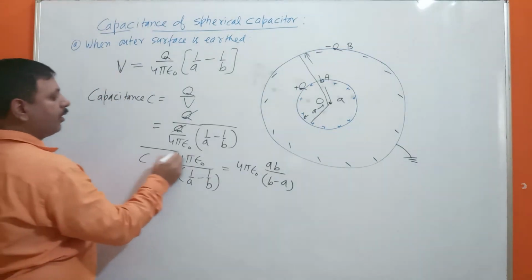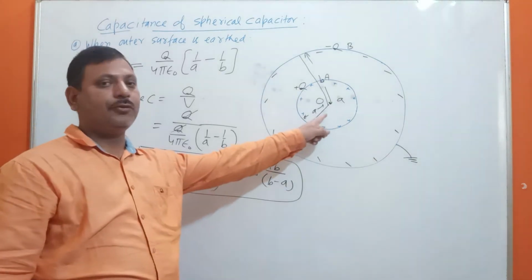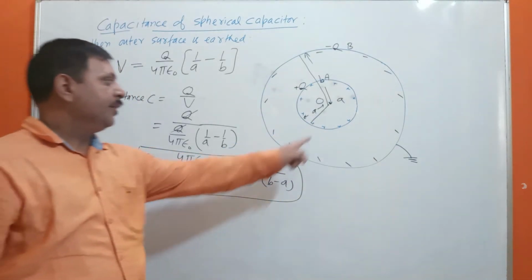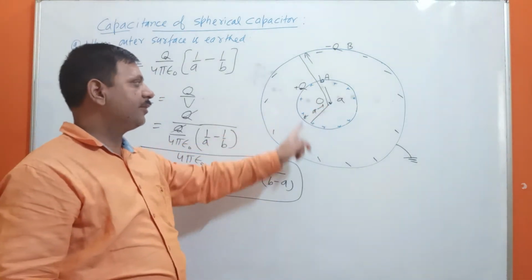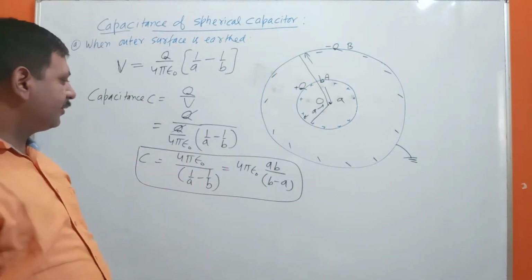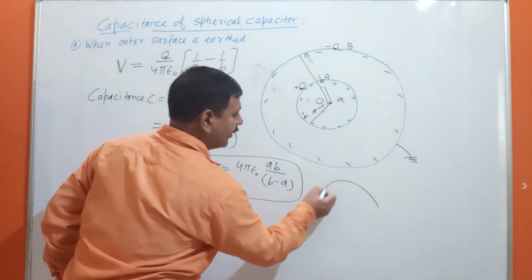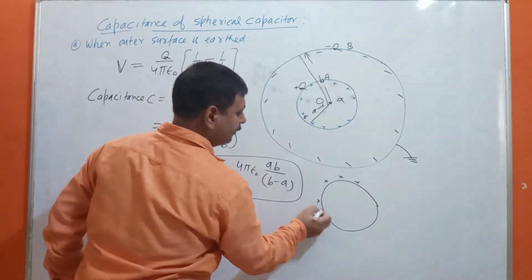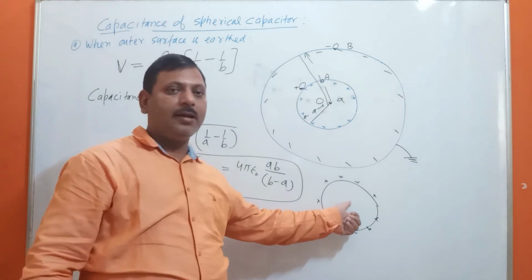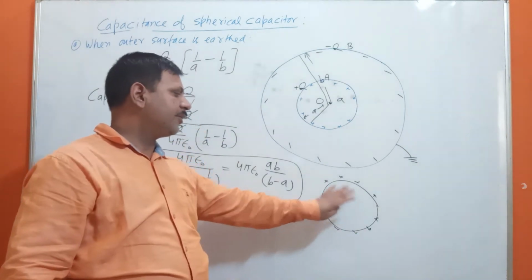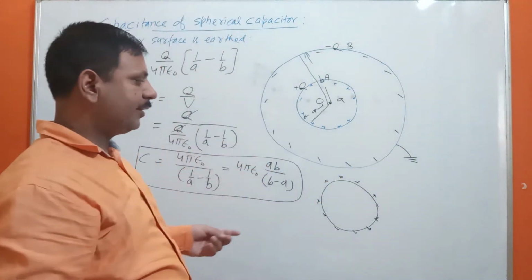So this will be the formula for the capacitance of a spherical capacitor, where Q is the charge given to the inner surface, A is the radius of the inner surface, and B is the radius of the outer surface. By this we can also find the capacitance of only a charged sphere, maybe a conducting sphere, maybe a spherical shell, where only charge Q is given, so we can assume the other surface is at infinity, only one surface.